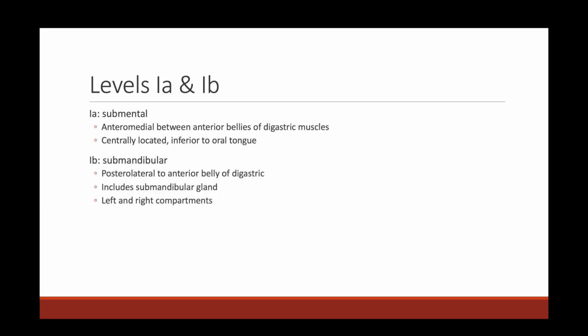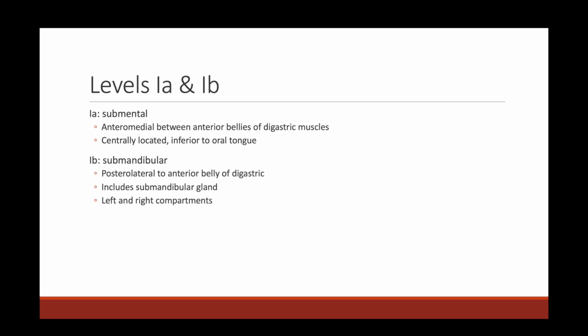That brings us to levels 1A and 1B, which are the submental and the submandibular nodes. We already mentioned the submandibular nodes, which are level 1B, and these include the submandibular gland, and they sit right in front of level 2. They sit posterolateral to the anterior belly of the digastric muscle. Level 1A is the submental nodes, and these are anteromedial to the anterior bellies of the digastric muscle, and they are located centrally and inferior to the oral tongue.